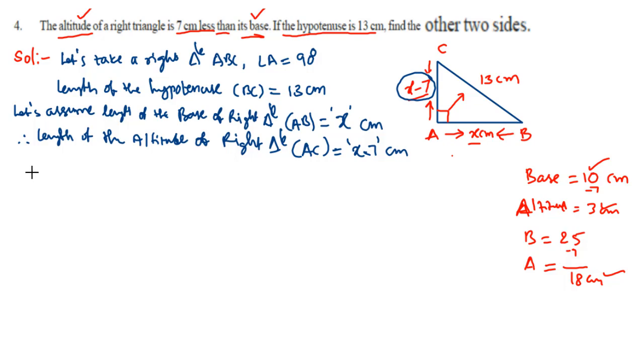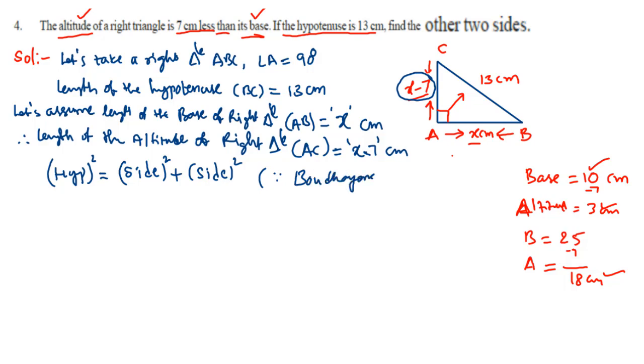So what is the Pythagoras theorem? In a right angle triangle, the square of the hypotenuse is equal to the sum of the squares of the other two sides. That is nothing but hypotenuse square equals side square plus side square. So let us write the names of these sides here. Here the hypotenuse is BC.